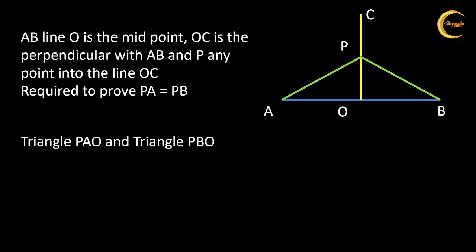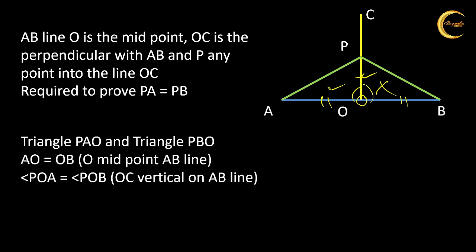Two triangles are made here: one triangle is PAO and the other triangle is PBO. Now you can see these two angles are equal. This line OP is the common line for these two triangles, and this is the point O, the midpoint of the line AB. So OA equals OB.